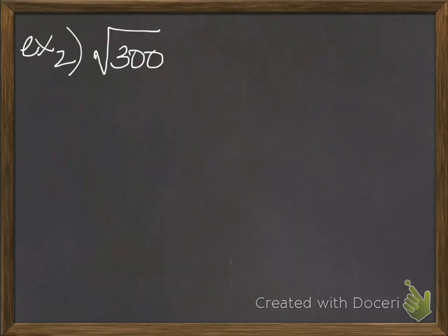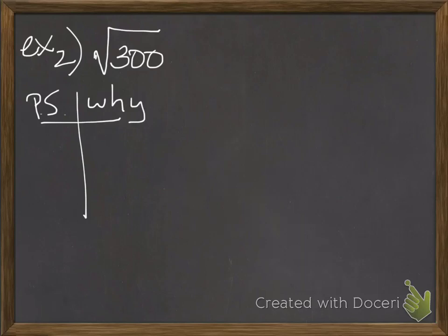So let's try another example of finding the two consecutive integers that this square root is in between. And this time we're working with the square root of 300. So what two consecutive integers is the square root of 300 in between? First we have to remember the table, where there's the perfect squares. I'm going to jump a few because I'm not going to write down the whole table.